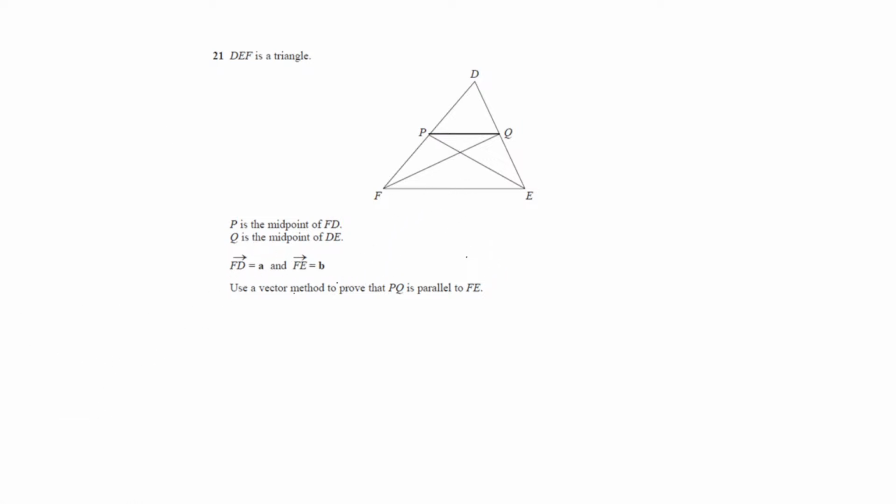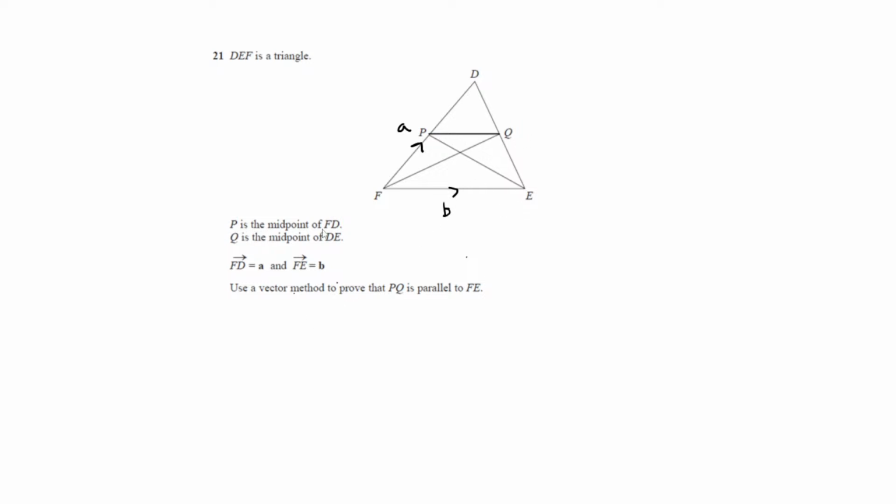FD is equal to A. That's this whole line here, isn't it? A. And then F to E. Oh, they've already given us FE. Well, that's fine, isn't it? We don't even need to work that out then. So we've got FE, that's B. We just need to work out PQ then.